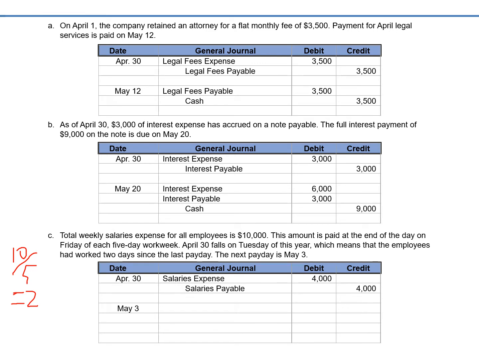Then on May 3rd, when we pay it, what we're paying on May 3rd is 3 days in May and 2 days in April. So our salary expense for the period of May is going to be 3 times 2,000, or $6,000. We're going to reduce our salaries payable for the other $4,000, and we're going to pay cash out the door, a reduction reflected as a credit of $10,000. Okay?